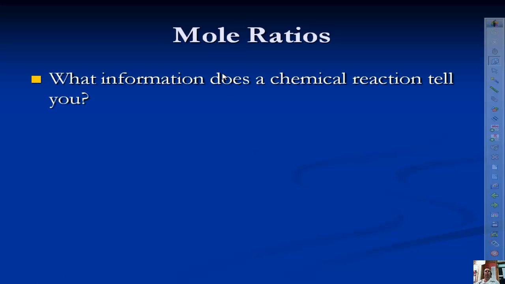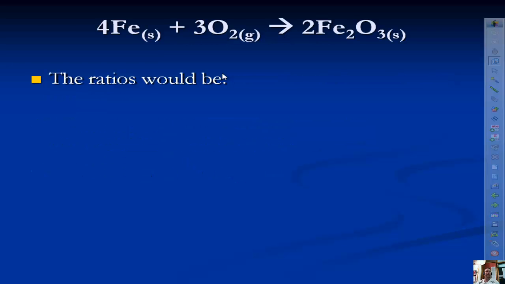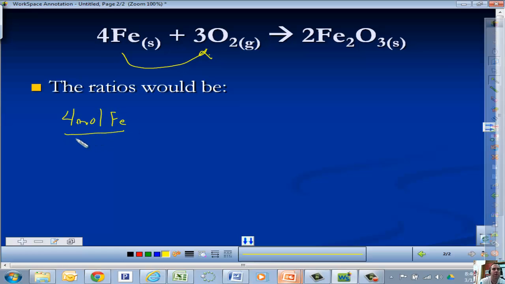It says, what information does a chemical reaction tell you? Well, if you remember, I told you it tells you the elements or compounds that are present, but more importantly, it tells you the ratio to one another. So when I look at 4 Fe plus 3O2 goes to 2 Fe2O3, same equation that we had, and I say, I need you to list for me what the possible mole ratios are going to be. This is a lot like the FOIL method, okay? What I have to do is set everything equal to one another. So I'm going to have iron going to oxygen. I can put up there 4 moles of Fe to every 3 moles of O2.